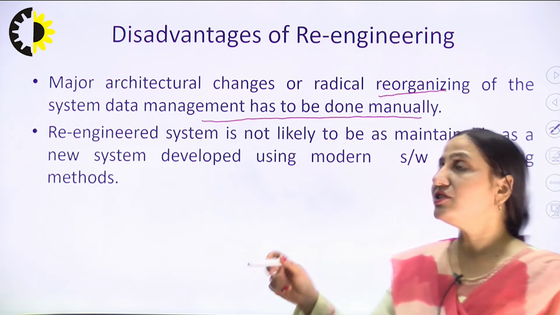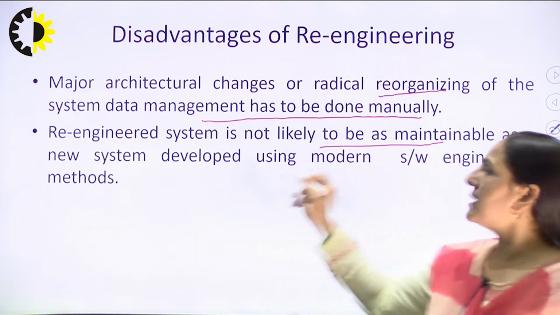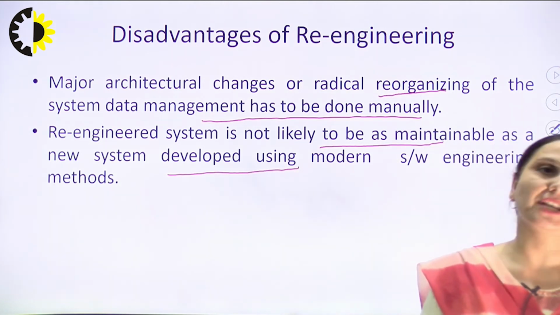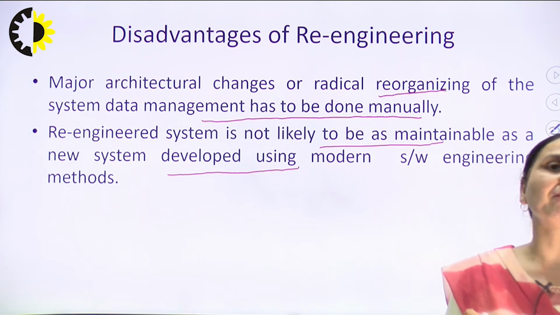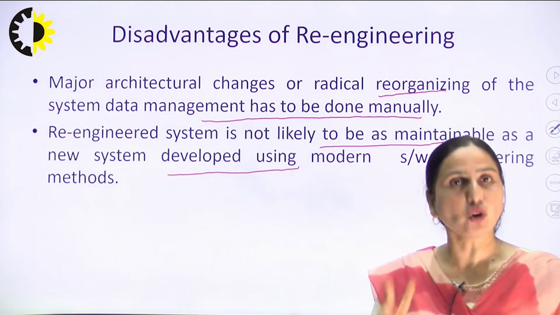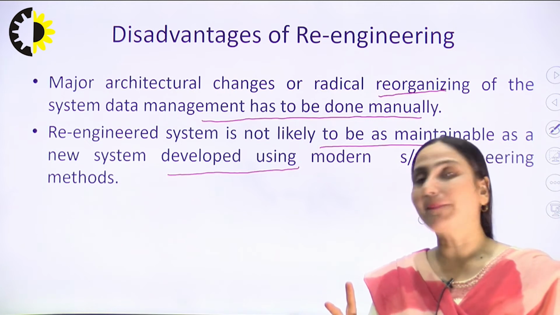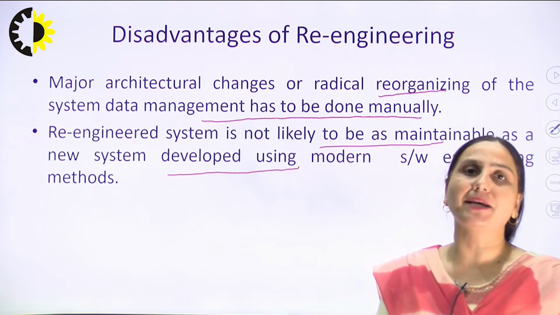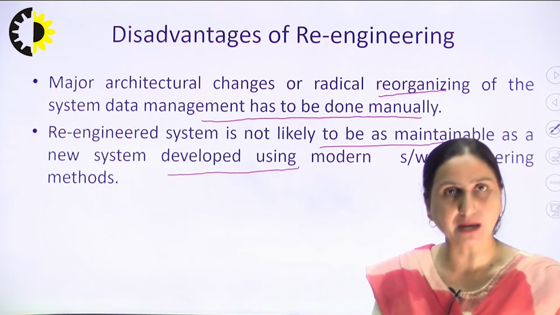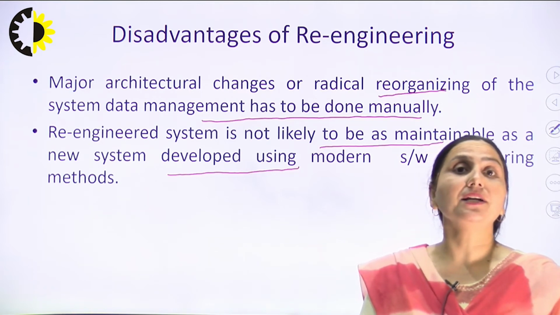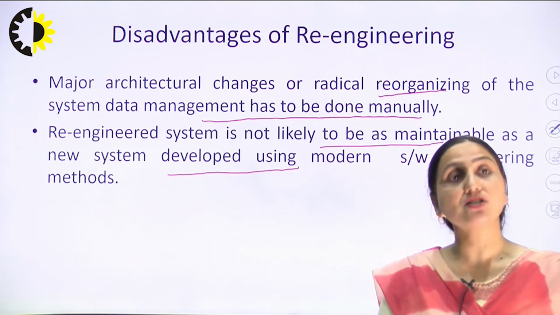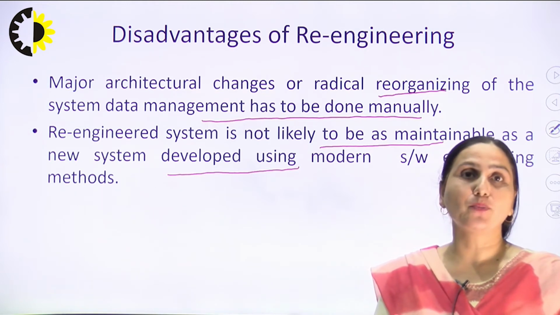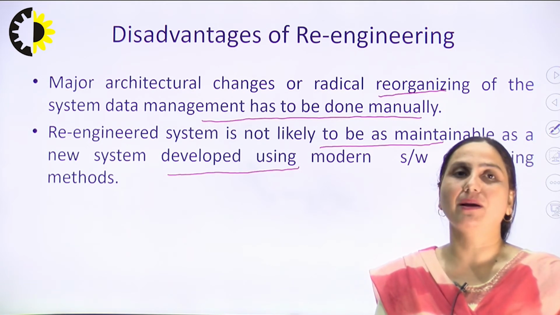Second is, a re-engineered system is not likely to be as maintainable as a newly developed system using modern software engineering methods. That is the most important point, that we have two options available with us. Either we will be developing a new system, or we will be using the old system, which is a legacy system, and making it more maintainable using some new technologies, making some type of changes. But in terms of maintenance of a particular system, this re-engineered system is not likely to be as maintainable as a new system.